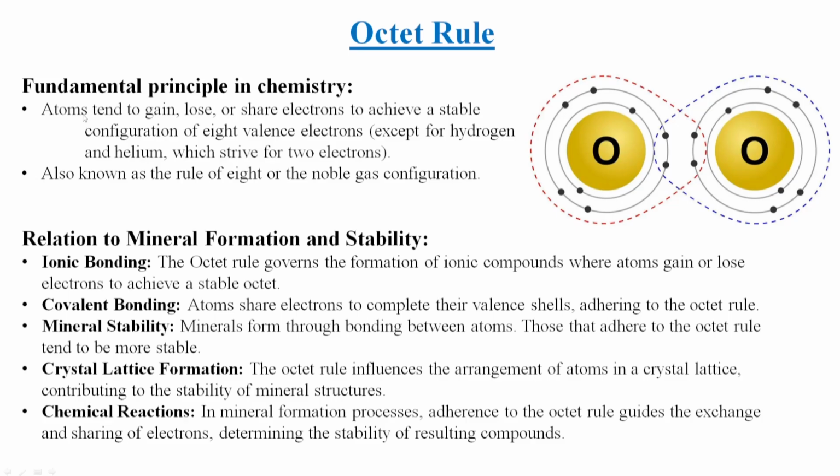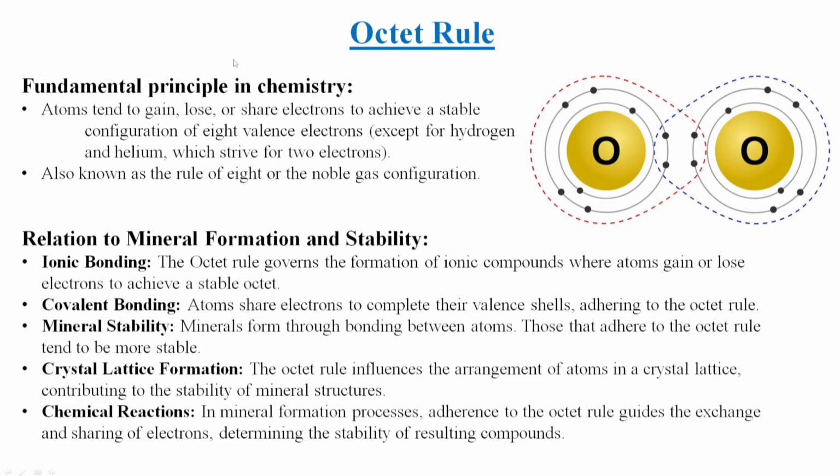So again, atoms tend to gain, lose or share electrons to achieve a stable configuration like this. You can see this example of 8 valence electrons, except for hydrogen and helium, which strive to have only 2 electrons in their outer orbital. This is also known as the octet rule or the noble gas configuration. In noble gases, the outer shell has reached this 8 valency, so they don't need to bond with any other element to create a new compound. It is not necessary in the case of noble gases, because they have already reached the octet state.